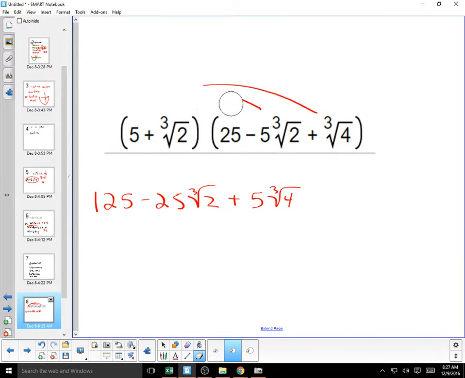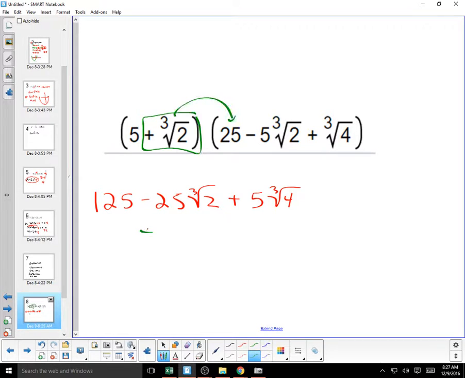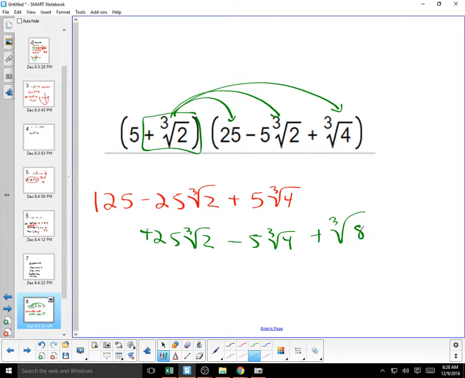I'm going to do it again with the other part, which is this one. So here, I'm going to get a positive 25, third root of 2, correct? And then when I multiply here, that's going to give me a negative 5, third root of 4, because 2 times 2 is 4. And then moving up here, that's going to give me a positive third root of 8, right? Yes.